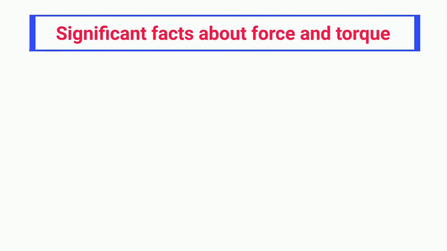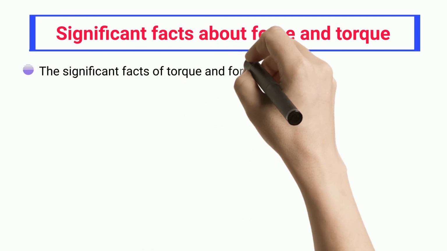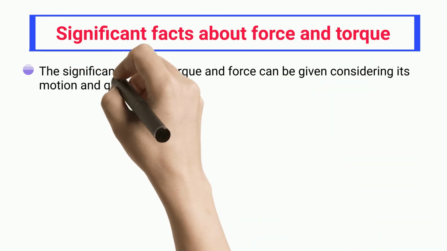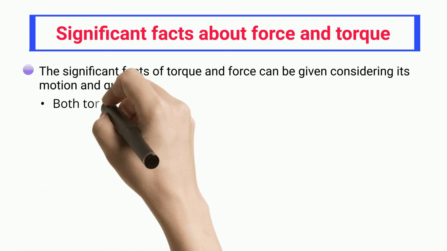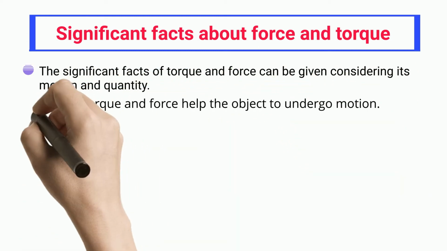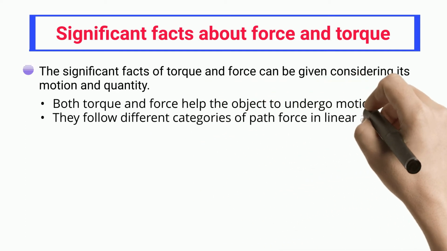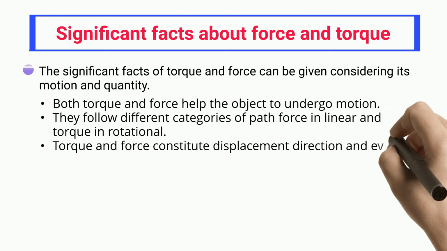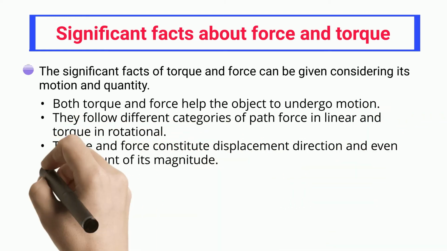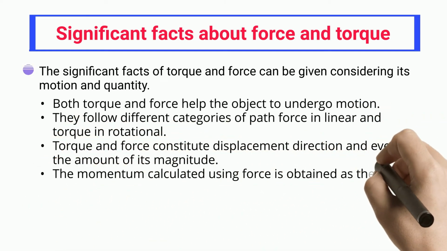Significant facts about force and torque. The significant facts of torque and force can be given considering their motion and quantity. Both torque and force help the object to undergo motion. They follow different categories of path: force in linear and torque in rotational. Torque and force constitute displacement direction and even the amount of its magnitude.